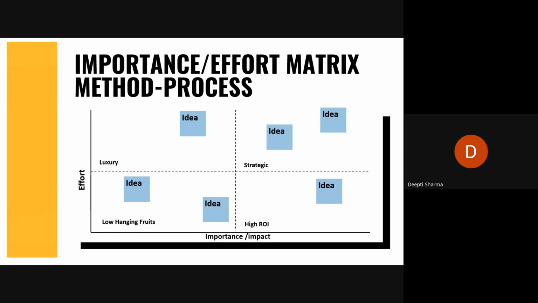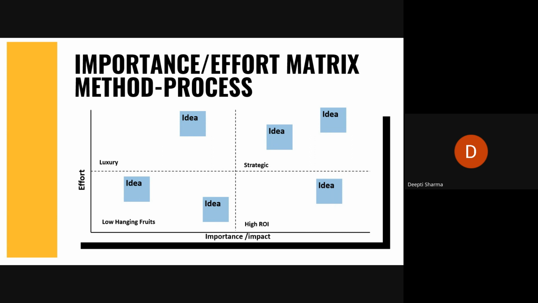First quadrant is the low hanging fruits, where we have a lot of ideas, but the effort is minimum and the impact is more. It is less as compared to the high ROI. In the second quadrant, we have done a lot of effort, but still the impact has come.